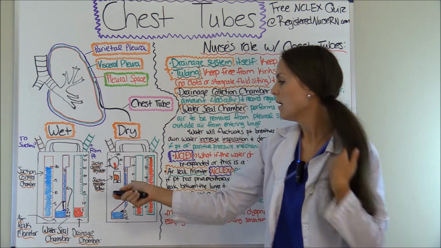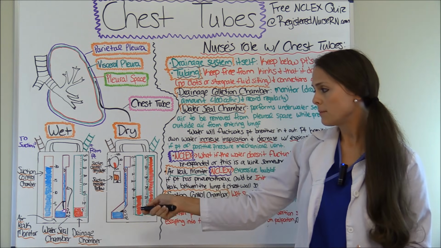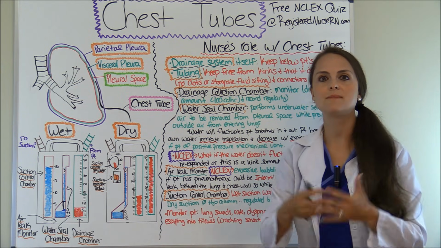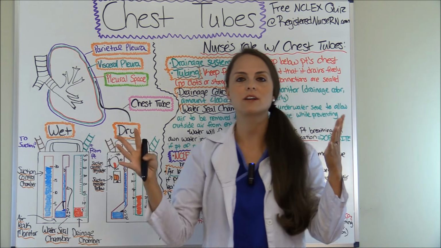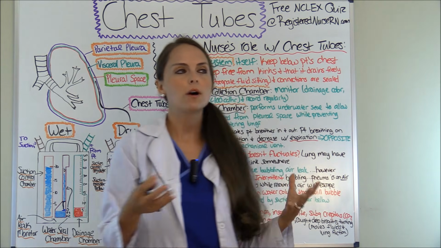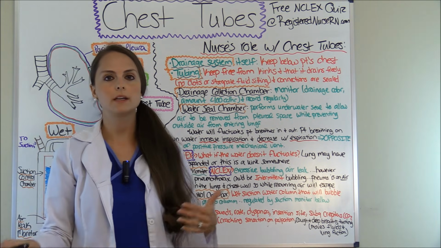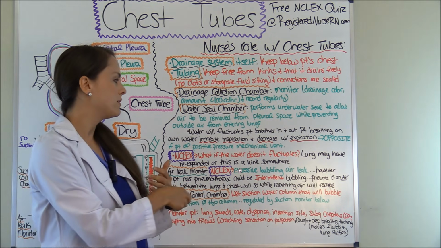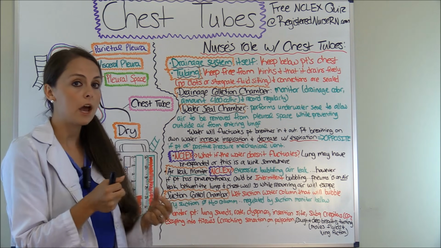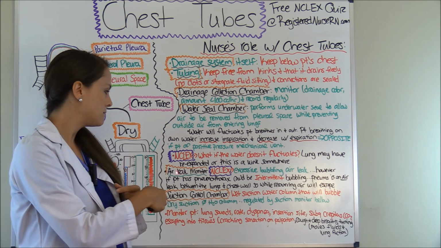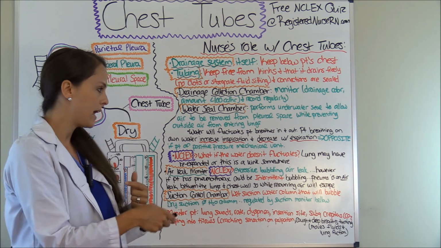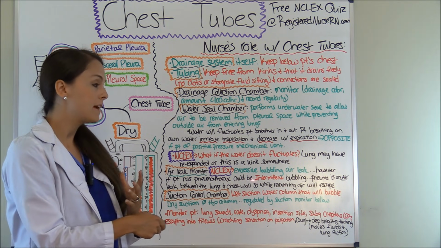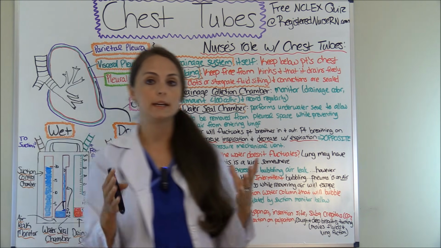This is part of the water seal chamber and it's at the bottom. And what we're looking for in that is bubbling. NCLEX loves to ask questions about bubbling. So what's the big thing? Normally there should be no bubbling in there because it's monitoring for air leaks. However, if you have excessive bubbling noted in that area, that could mean an air leak. However, if the patient has a pneumothorax, there could be intermittent bubbling in this.